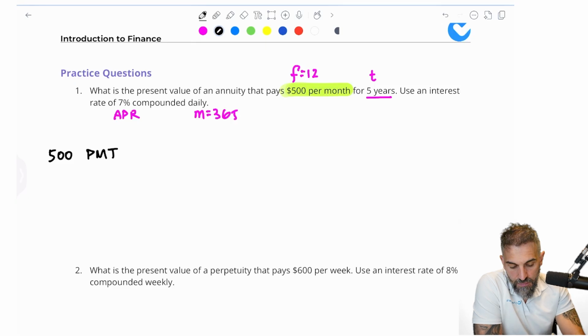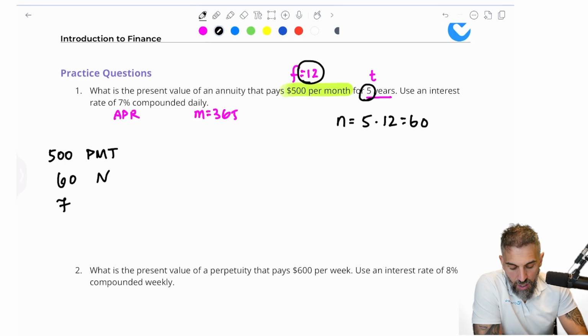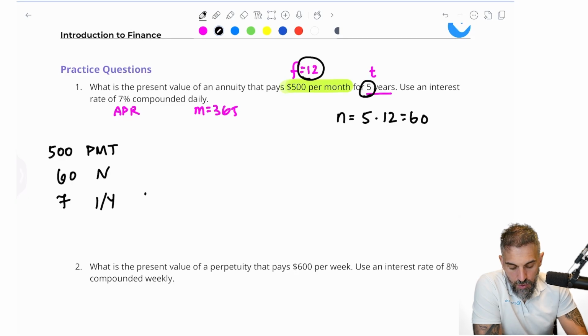Your N is 5 times 12. When you're dealing with annuities or perpetuities or whatever, your N is the number of years multiplied by the number of payments per year, right? By your F in this case. So 60 N. 7 is your IY. Your PY, that's F, right? So this is PY, payments per year, so 12. And your CY is your M, your 365.